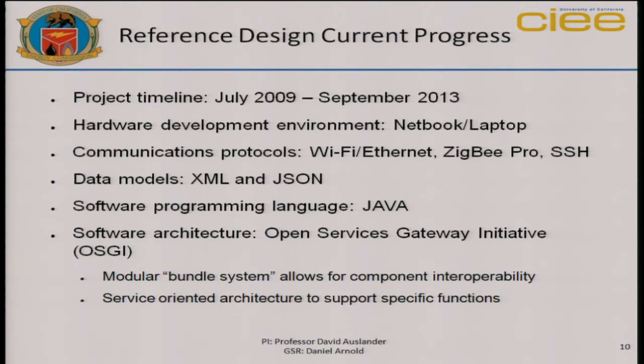We support communications protocols based on Wi-Fi, Ethernet, ZigBee Pro, generic ZigBee Pro, and SSH. Our data models are currently based in XML and JSON. We are programming the gateway in Java, and a large reason we chose Java was for the presence of this really interesting and very cool software architecture known as Open Services Gateway Initiative, OSGi. If you just Google OSGi, there's a lot of information about it out there.